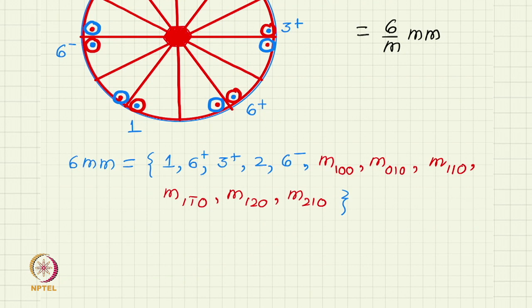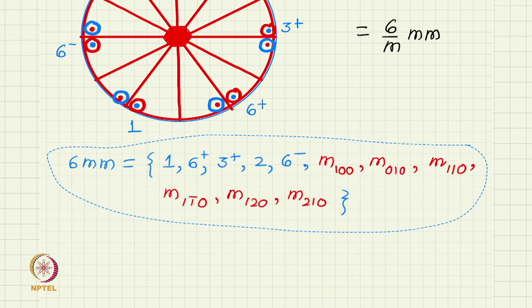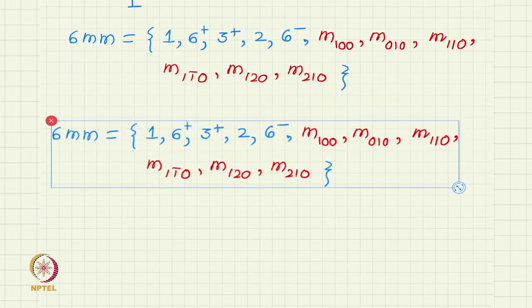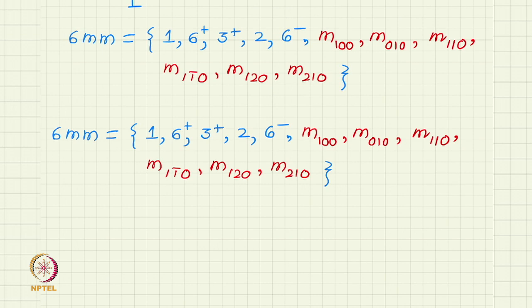So we can generate those 24 operations. We can write that thanks to the copy-paste provided by the software. I just change this into 6 by mm.